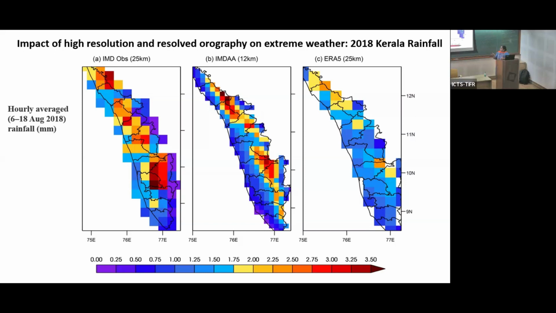We can see that compared to ERA5, and the observation, even though there are some changes in the location, because again this is 25-kilometer and this is 12-kilometer, the orography is highly resolved in the regional reanalysis compared to the global reanalysis ERA5. So it could better predict the extreme rainfall due to the orography-induced rainfall and all. So that's what we found.